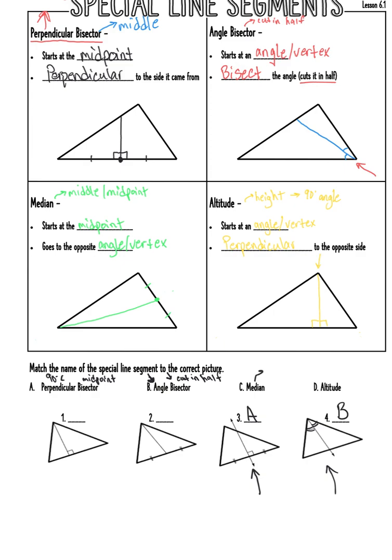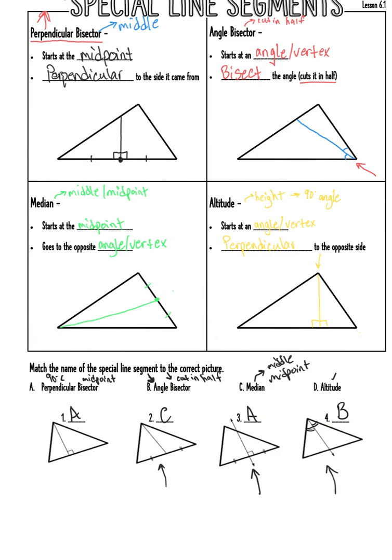And we got median. Remember, when you think of median, you should be thinking of middle or midpoint again. So when I think of middle or midpoint, it's just the hash marks. And this is the only other picture or triangle where I see hash marks. So this is my median. It goes to the midpoint, which means this has to be my altitude.